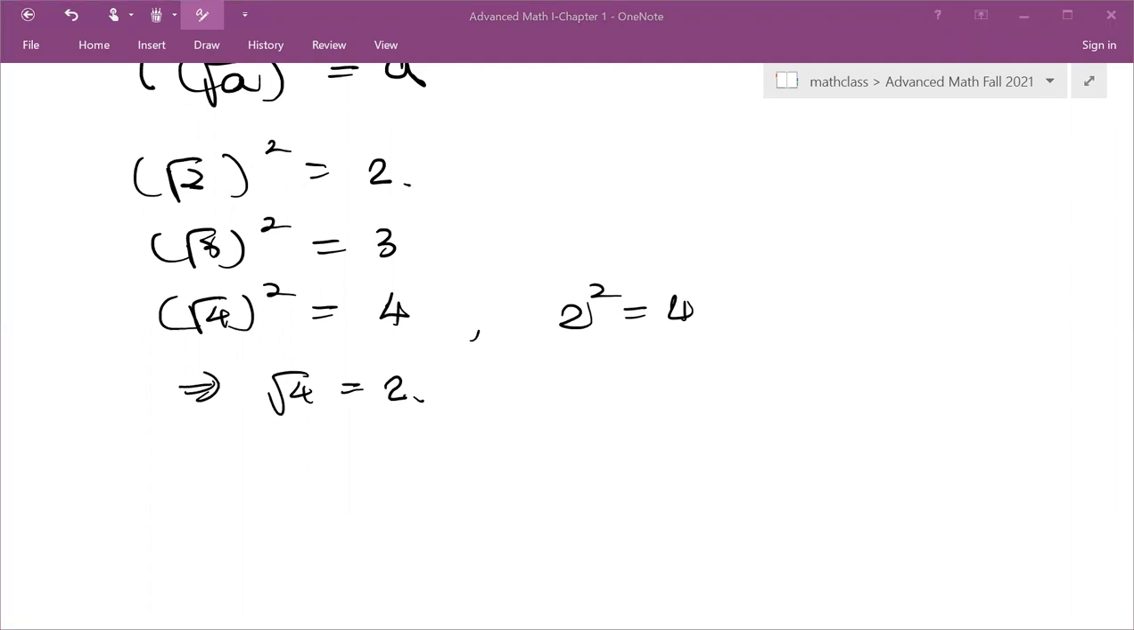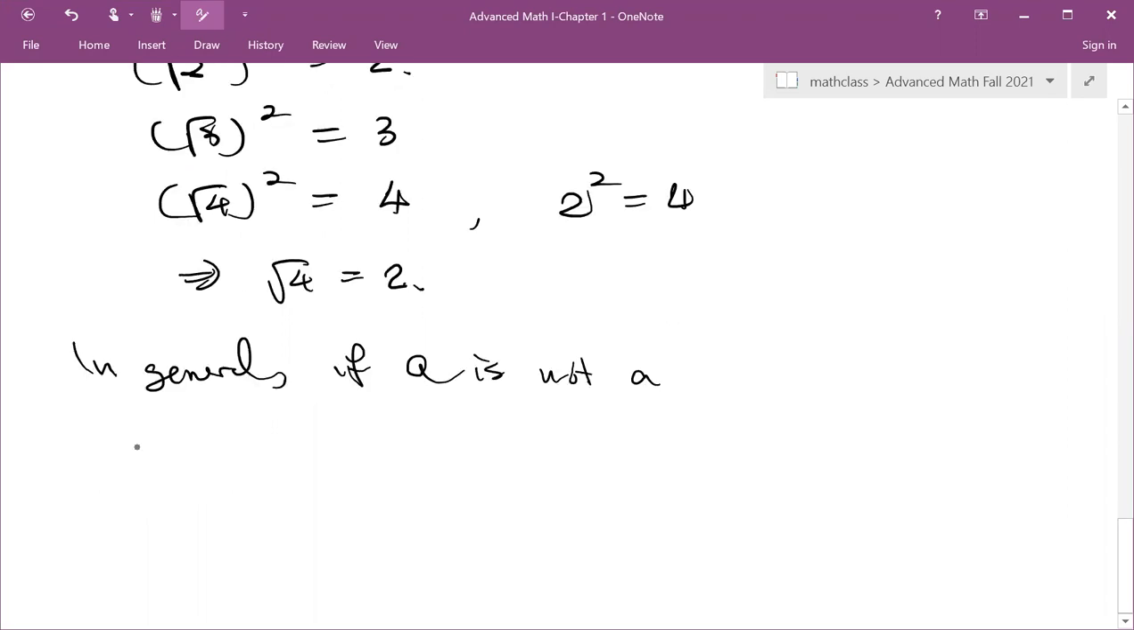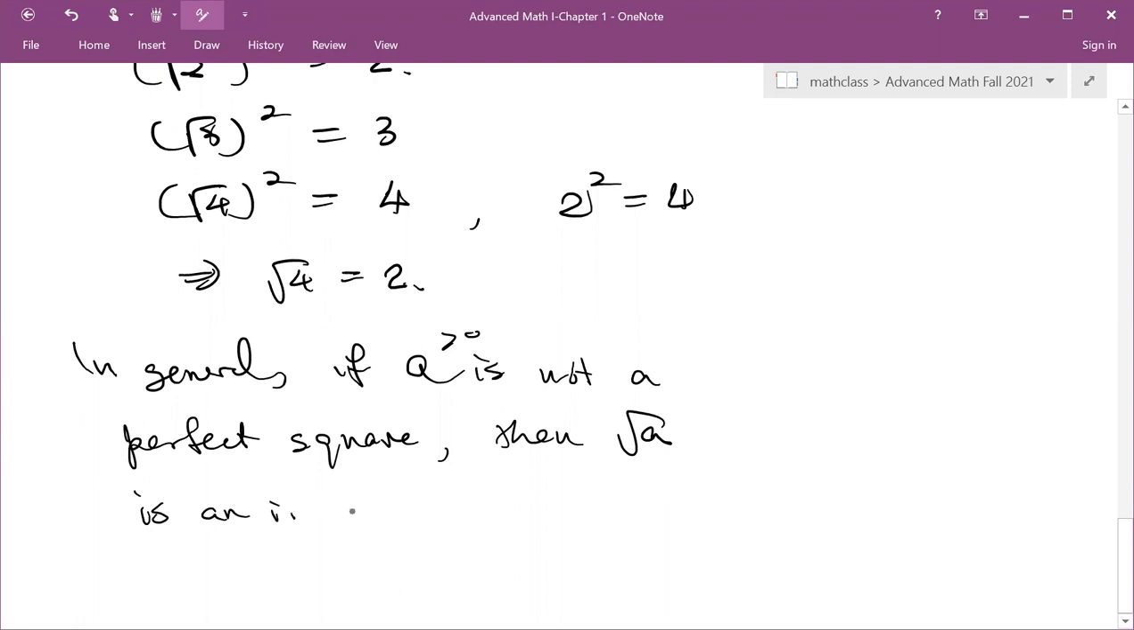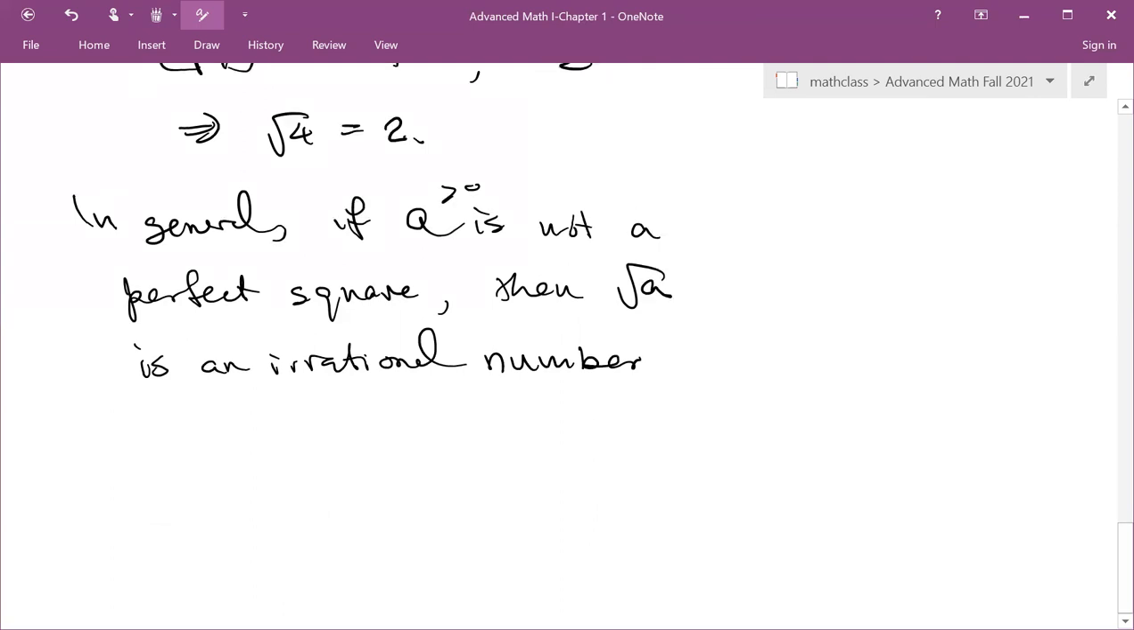So in general, if a is not a perfect square, then the square root of a is still defined. A positive number, it is an irrational number, because that means it cannot be expressed as a fraction of 2 integers. It's not easy to prove, but you can try to prove that the square root of 2 is an irrational number.